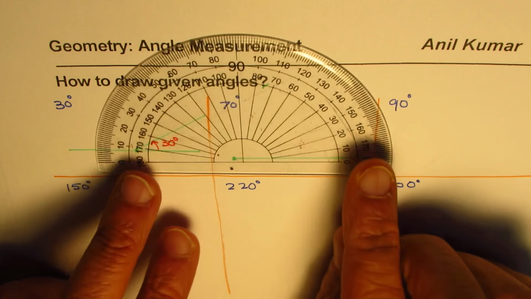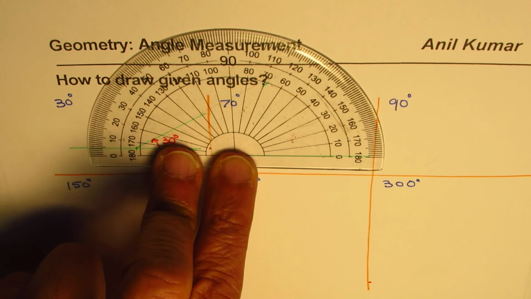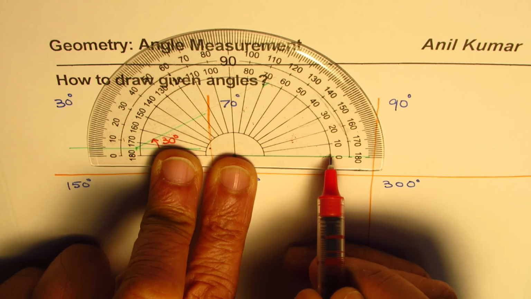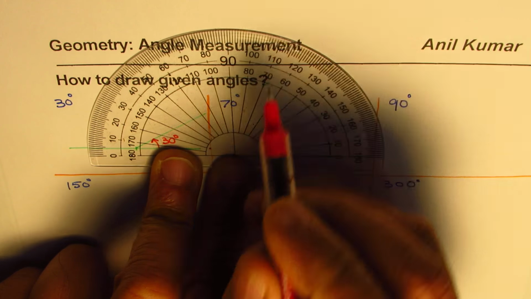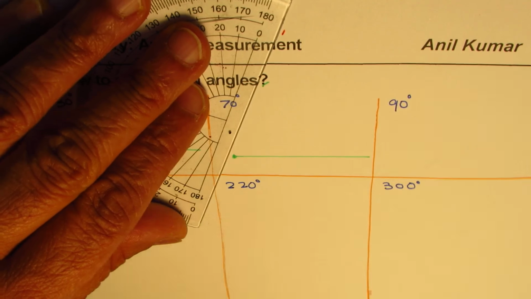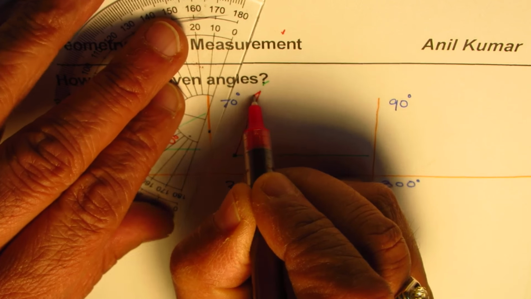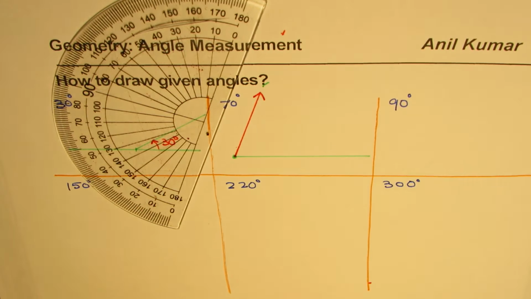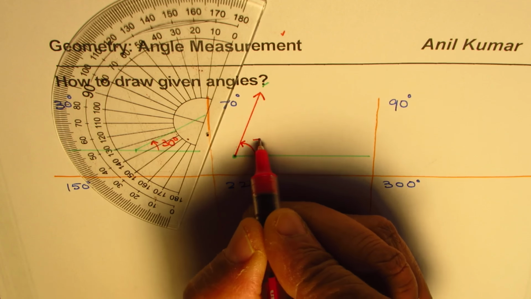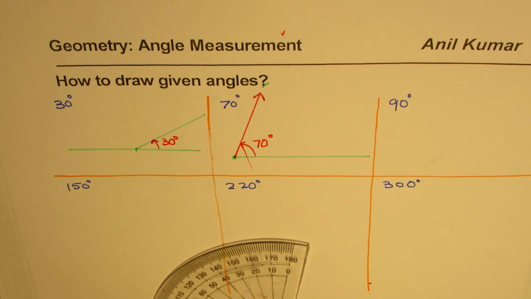Now 70 degrees. Place the center of your protractor and mark the point where it is 70 degrees. So you see, starting from this 0, going up 70 degrees is kind of here, right? So we'll join that point. So this is the terminal arm, and we could draw anywhere. So let's draw an arrow going there. And this angle, counterclockwise for the time being, is 70 degrees. Okay, so that is how you're going to draw.